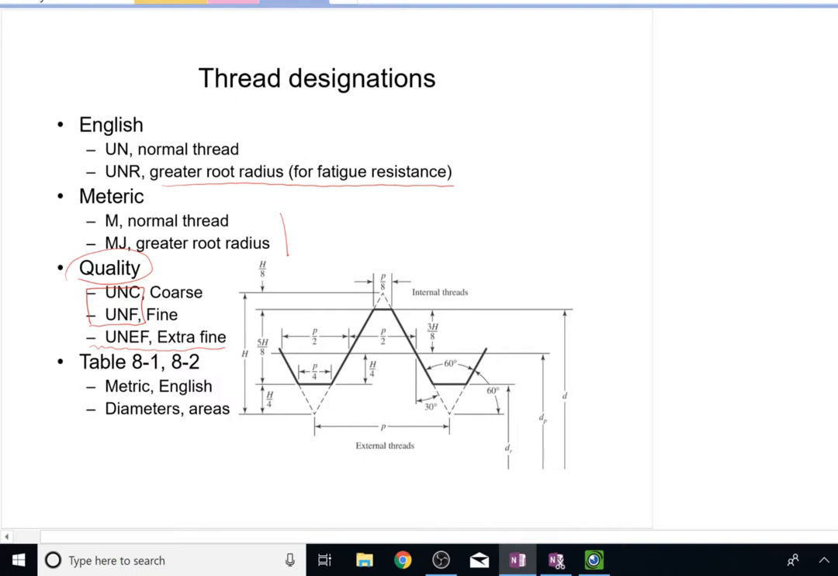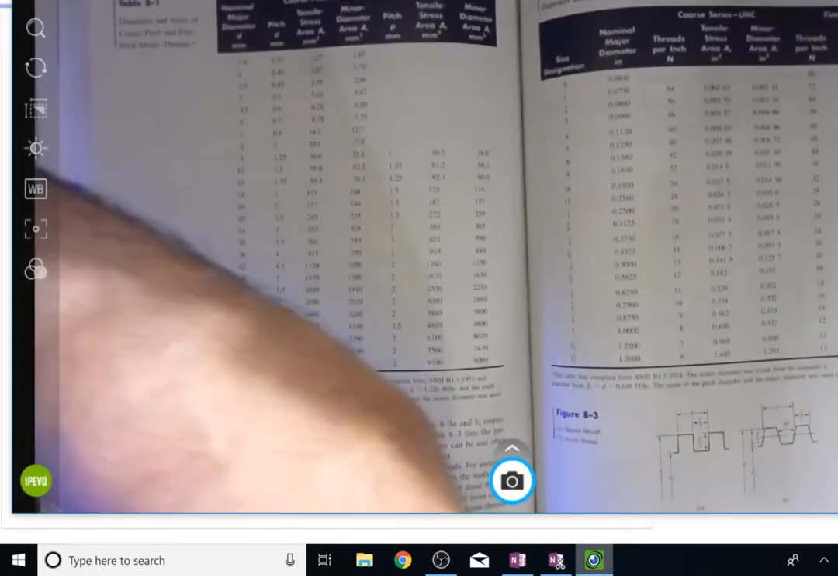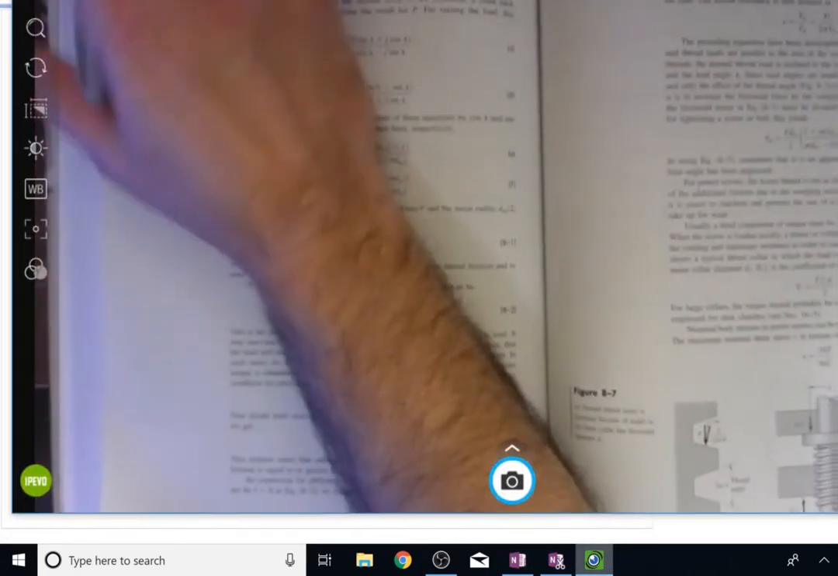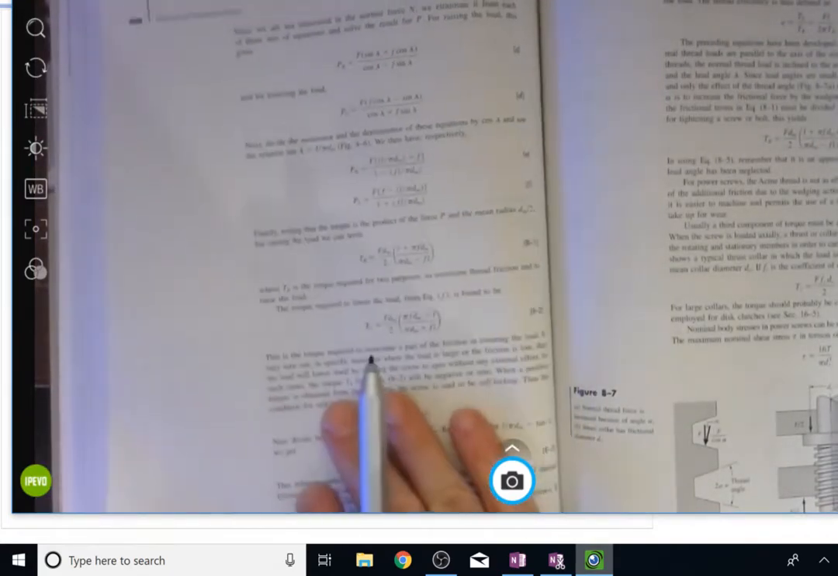Table 8.1 and 8.2, this is a really useful table. Let me scroll back a little bit here. Over here, we have metric. Over here, we have English. And down here, this is particularly figure 8.3, where my finger is going back and forth right now. This is now a conglomeration of stuff that can be a little bit confusing.